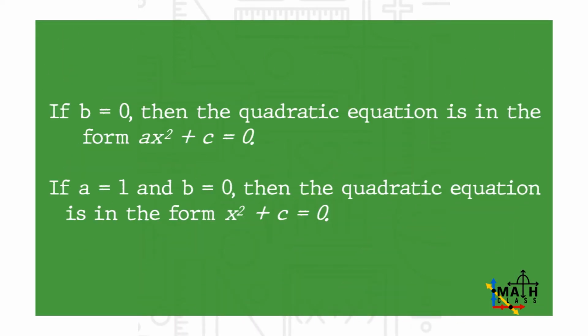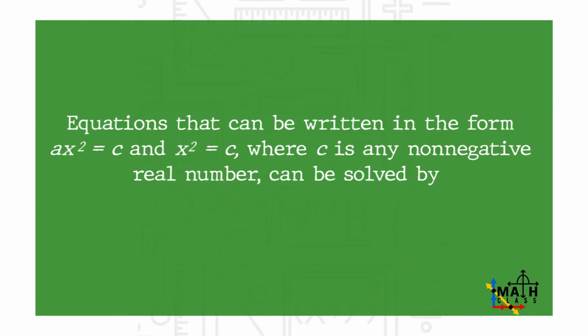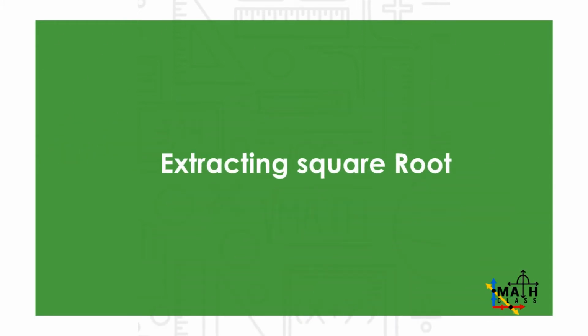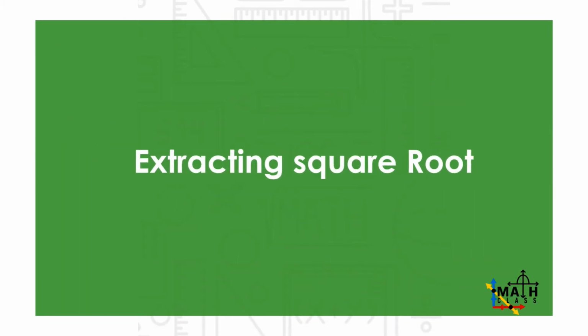If b equals 0, then the quadratic equation is in the form ax squared plus c equals 0. If a equals 1 and b equals 0, then the quadratic equation is in the form x squared plus c equals 0. Equations that can be written in the form ax squared equals c and x squared equals c, where c is any non-negative real number, can be solved by extracting the square root.